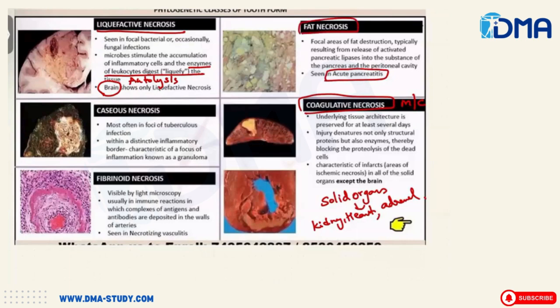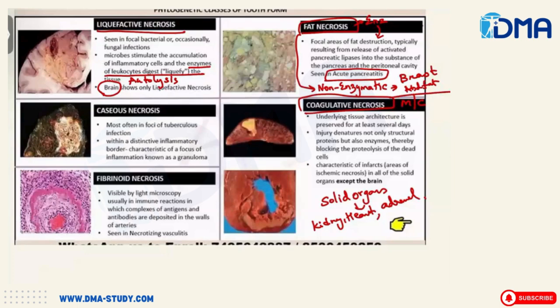There are two types of fat necrosis. One is enzymatic and the other one is non-enzymatic. Enzymatic example is this acute pancreatitis. Fat necrosis, non-enzymatic. Examples: it happens in the breast, then subcutaneous tissues, and in the abdominal fat. All these are non-enzymatic fat degradation.